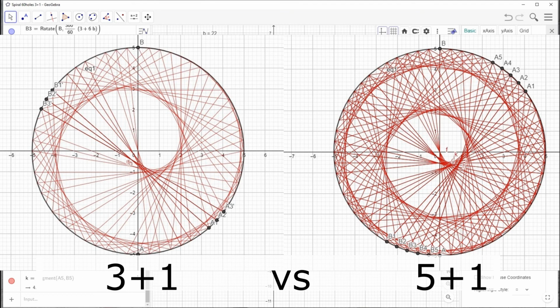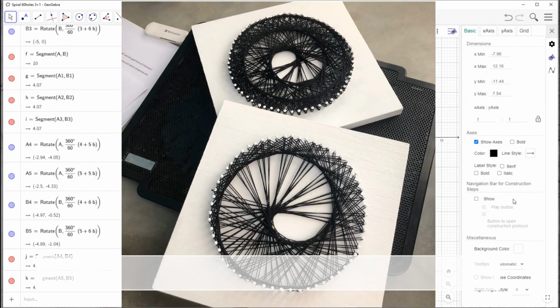So now we know how to simulate a spiral pattern. So let's make it in real string art.